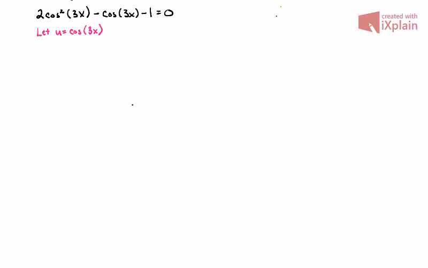So this is going to give me 2 times u squared minus u minus 1 is equal to 0. From here, we can go ahead and factor this down. This is going to give me 2u plus 1 times the quantity of u minus 1 is equal to 0. Feel free to pause the video and double check my work if you're not sure or if you want to catch up.